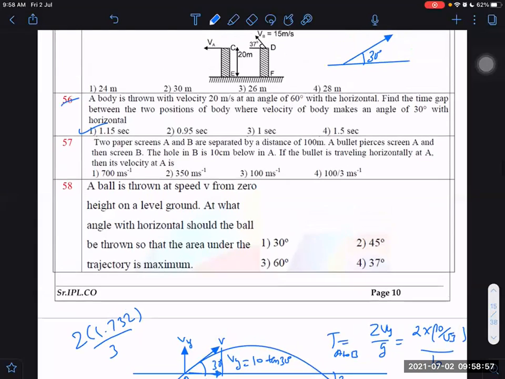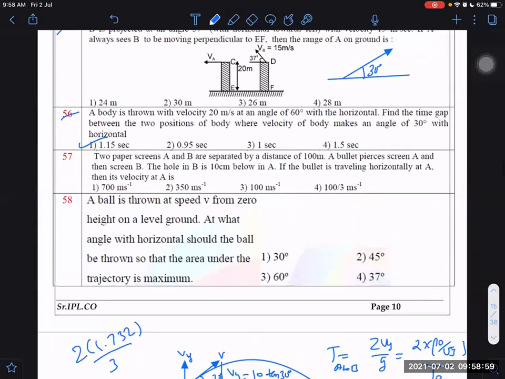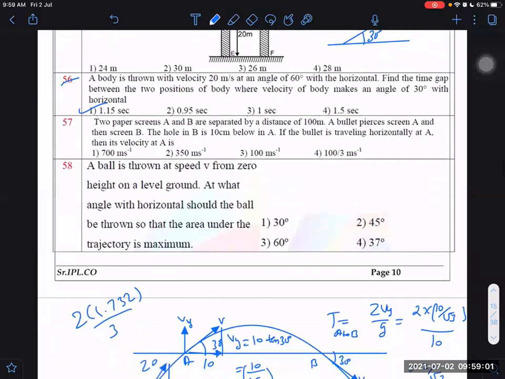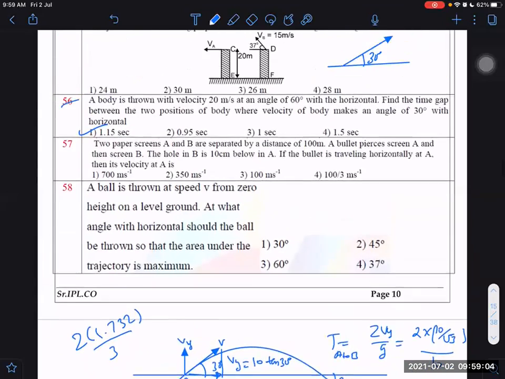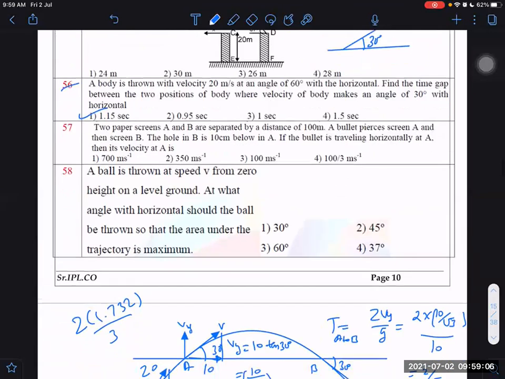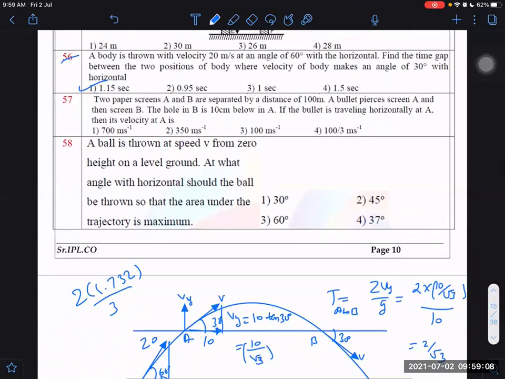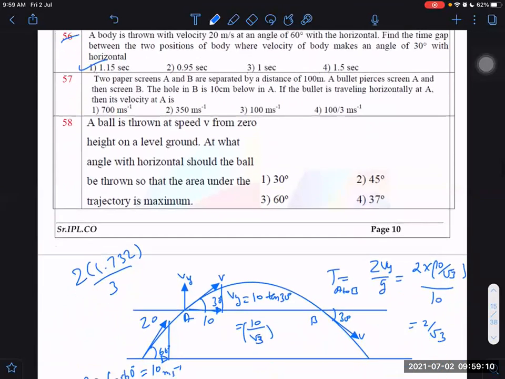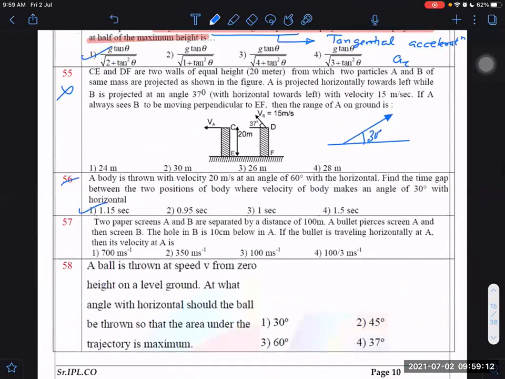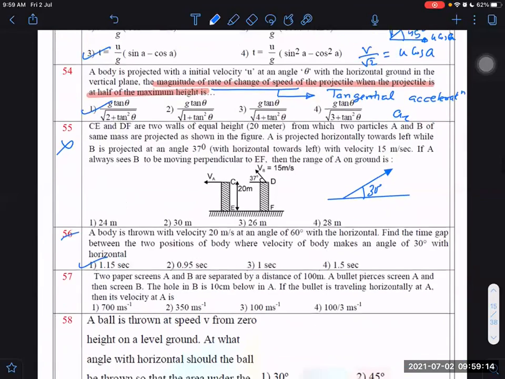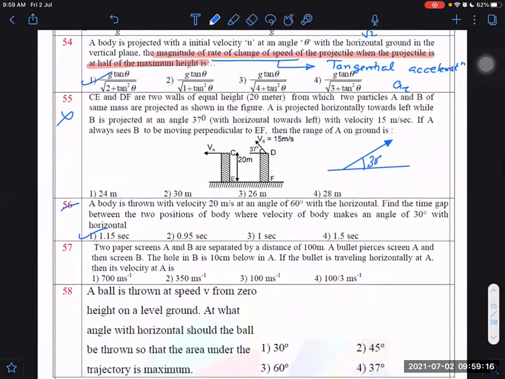Which question were we on? 56. Have you done 56? Sir, your voice is getting disconnected in between, sir. This is the second time. 56 done or not? No, sir. You have not listened to 56? 54? No, sir. 54 listened.